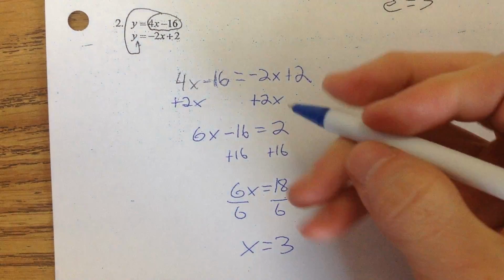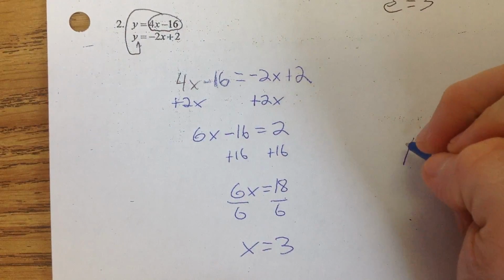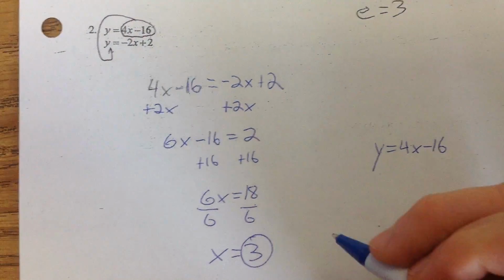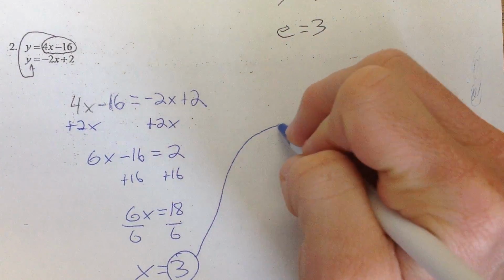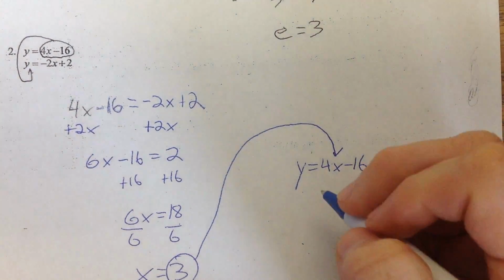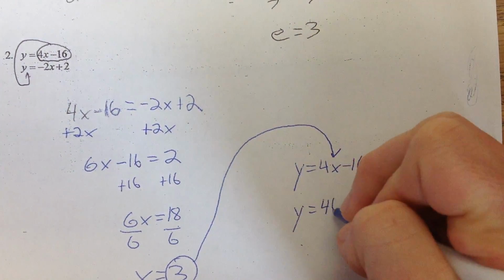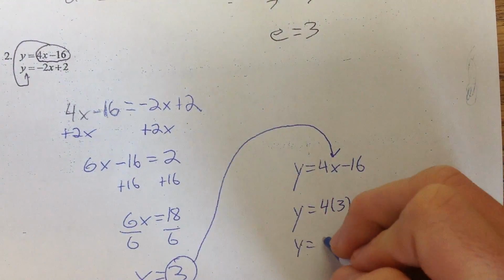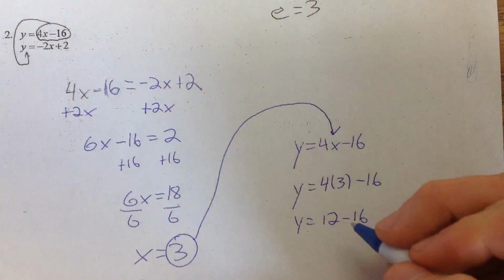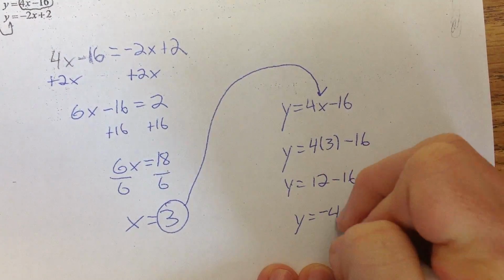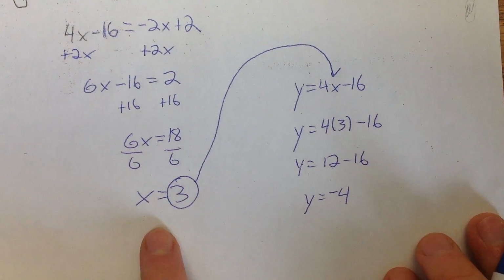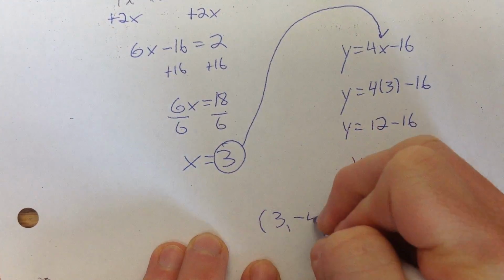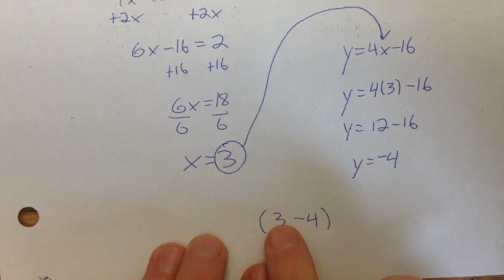Now I need to find y, so I pick one of these two. Just go with the one on top. So y equals 4x minus 16. I'm going to take this 3, and I'm going to plug it in for my x. So this is going to become y equals 4 times 3 minus 16, or y equals 12 minus 16, or just y equals negative 4. All right, so then our x is 3, our y is negative 4. So if we actually were to graph these lines, they would intersect at 3, negative 4. That's the coordinates where they would intersect.